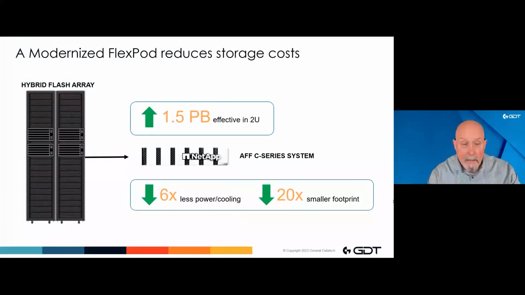What might have been 2 racks worth of equipment with spinning media, 10K SAS, NL SAS, SATA disks, you can get a petabyte and a half of effective capacity in a C250, being shown here, for 1/6 the power and cooling and 1/20th the physical footprint.